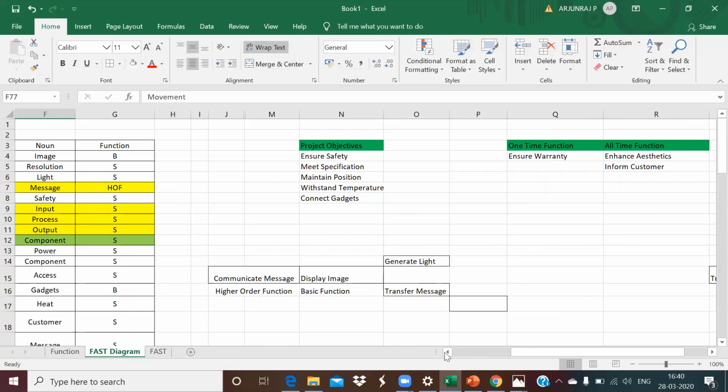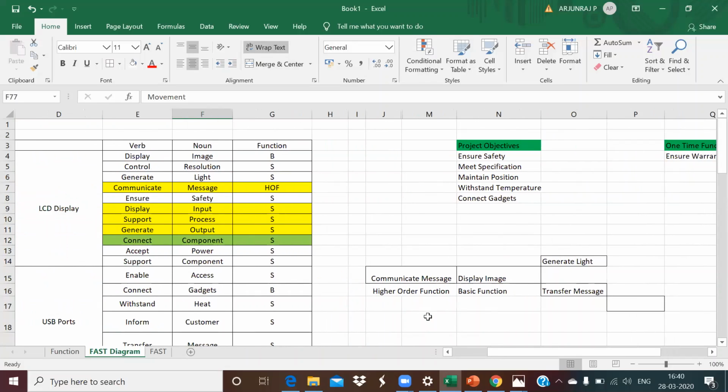Now the basic function of the laptop is to process data. But what about input or output? The primary function of the laptop is to process the data. You can display the image even without the monitor, you can project with the help of a projector. So displaying the image is not the basic function, maybe a secondary function.